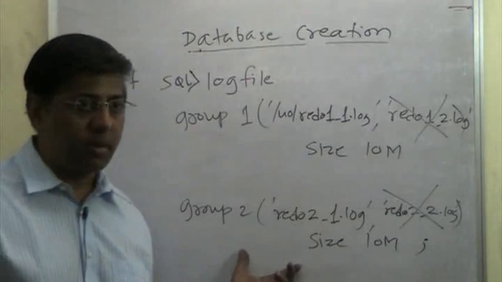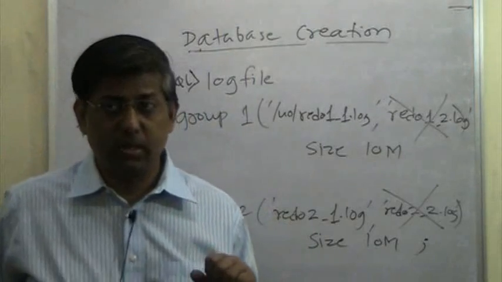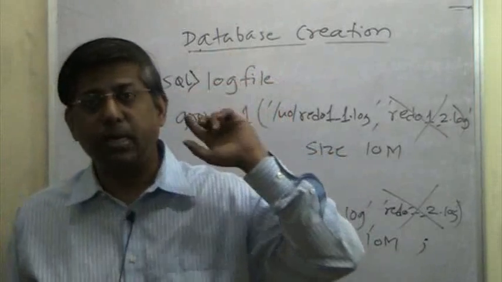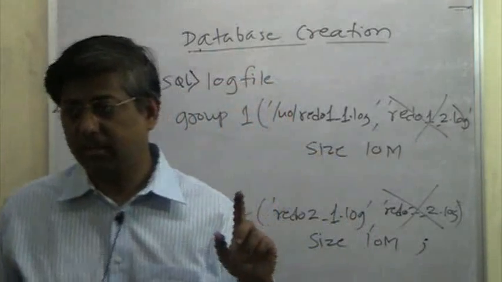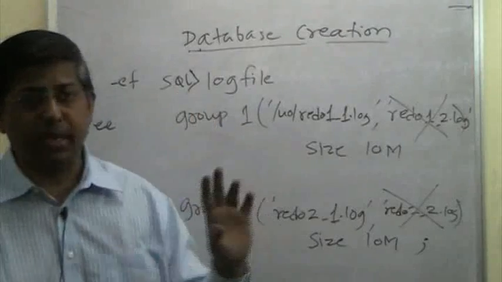When you type this command, the first thing it will do is go and create the control files. Which control files? What would be the names of the control files? Whatever we had written inside our init file, the P file, those will be the names of the control files. Those 2 control files will be created.